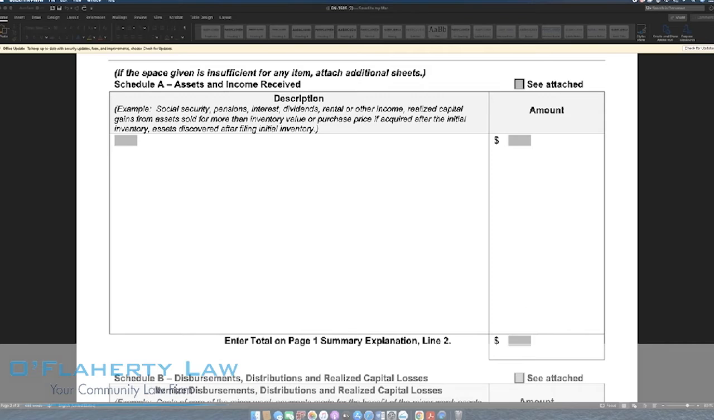And again, as we said earlier, if the space given is insufficient, just attach additional sheets. Just say Schedule A continued, and then continue to say everything that has come in over the reporting period. And then you'll give the full, complete value of everything that came in. And again, if you need to attach a sheet, just click the C attached and just put what you can't fit here on an additional sheet of paper.